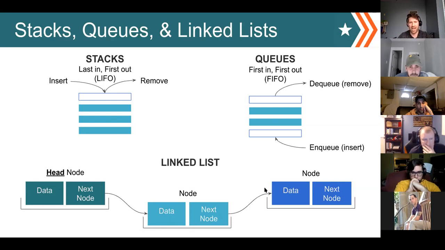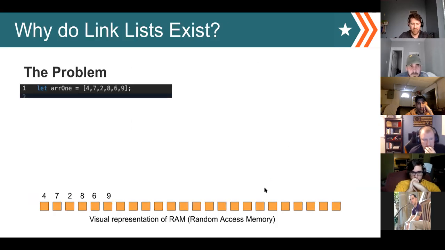So why do we have all these data structures like linked lists? All these data structures have been created throughout time to solve problems. Linked lists exist because of a problem that occurred in memory management. For example, if I create an array called array 1 that consists of 6 values: 4, 7, 2, 8, 6, and 9.